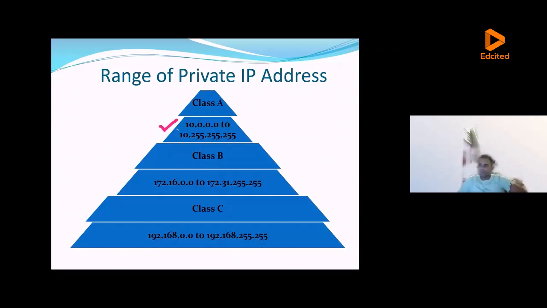In class B, it is 172.16.0.0 to 172.31.255.255, and in class C you have 192.168.0.0 to 192.168.255.255. So from every class, A, B, C, we have three blocks of IP addresses which we can use.